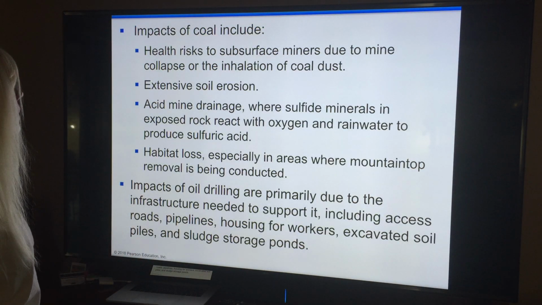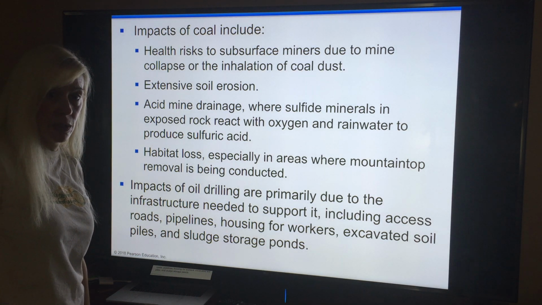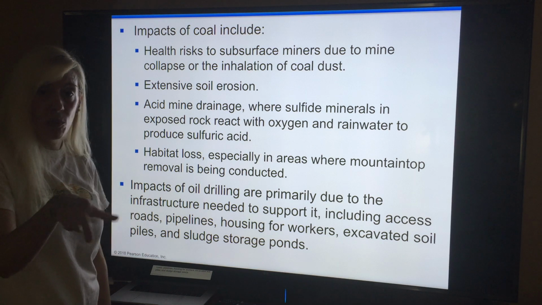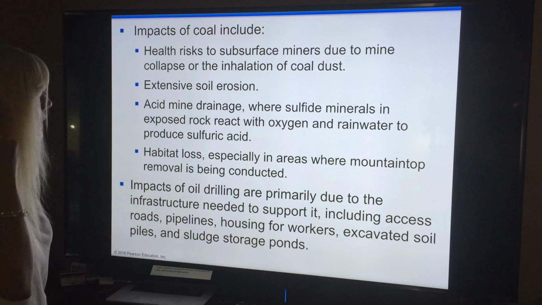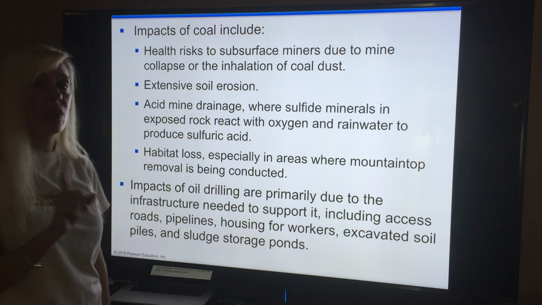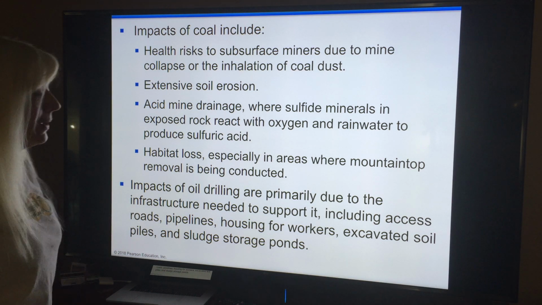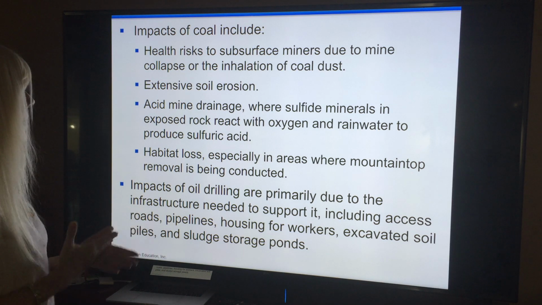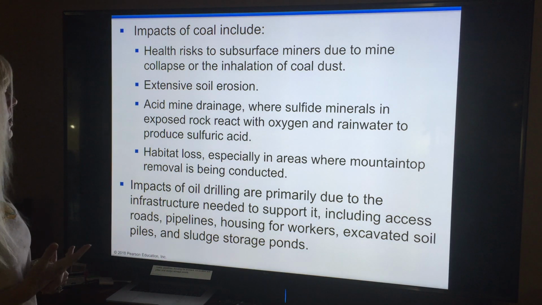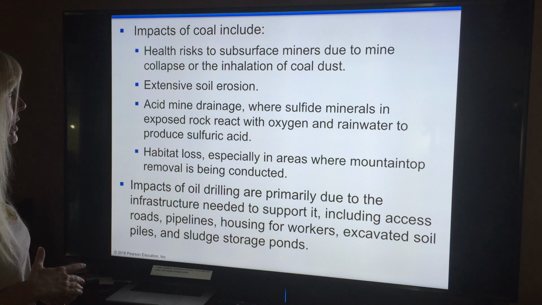So what are the impacts of coal? They include health risks to subsurface miners due to mine collapse. That just happened in Chile a couple of years ago. They did a whole movie and stuff about it. Inhalation of coal dust, which your lungs do not like at any point. Extensive soil erosion. Acid mine drainage, where sulfide minerals in exposed rock react with oxygen.